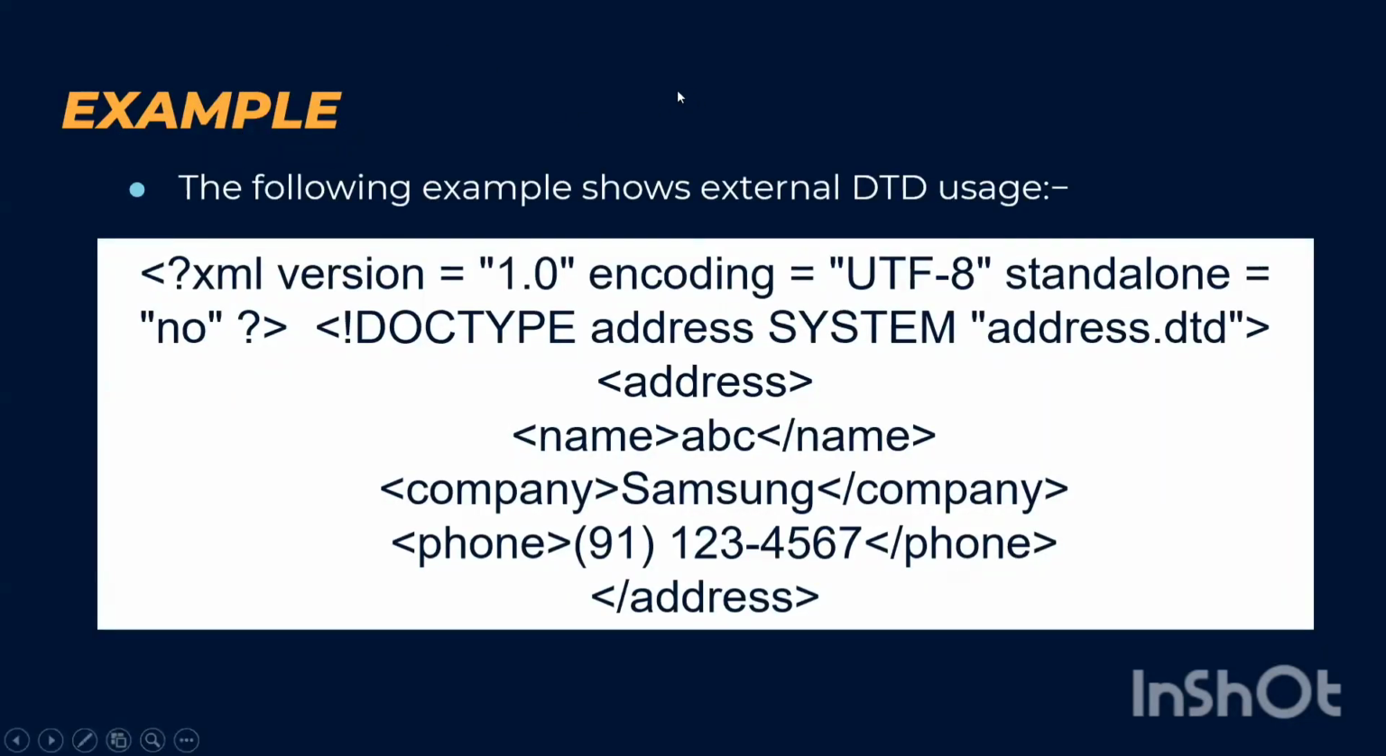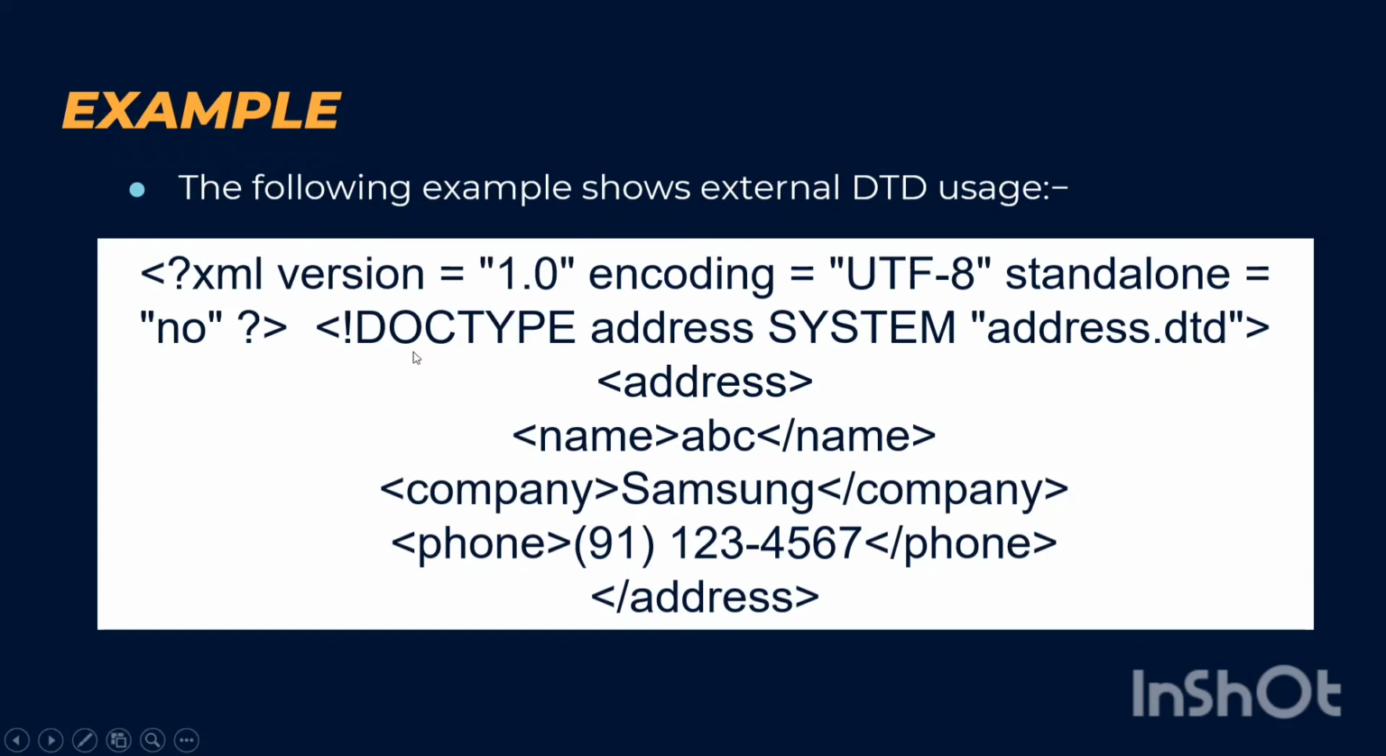So this is the example for external DTD. Here, as you see, open angular bracket and the question mark, xml version equals 1.0. This is the declaration for XML and is used for any XML document. And here, encoding equals UTF-8. This generally specifies the character encoding in the document. And here, as you said, the standalone attribute is set as no for external DTD.